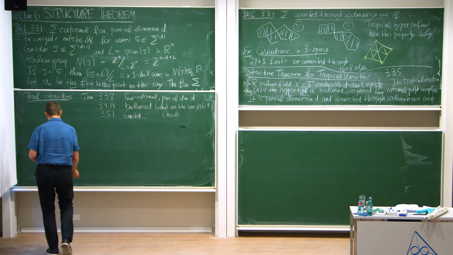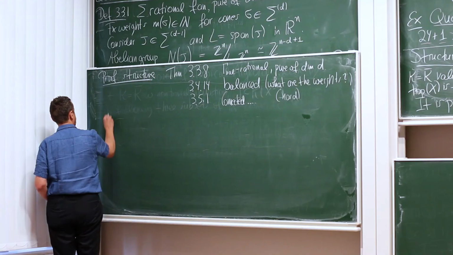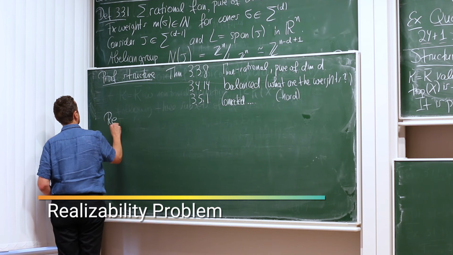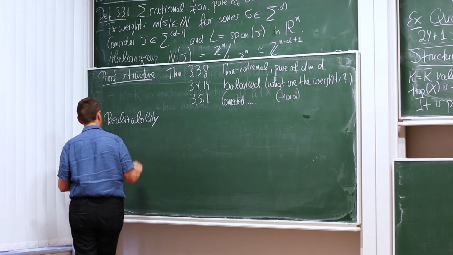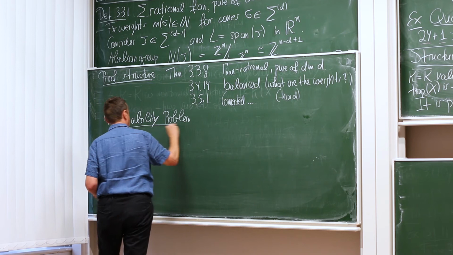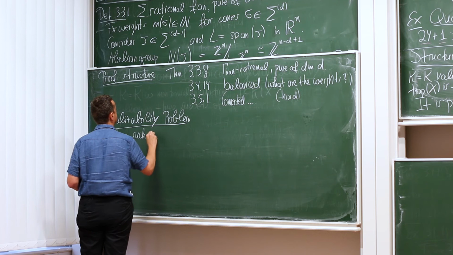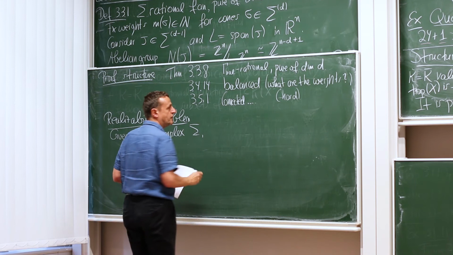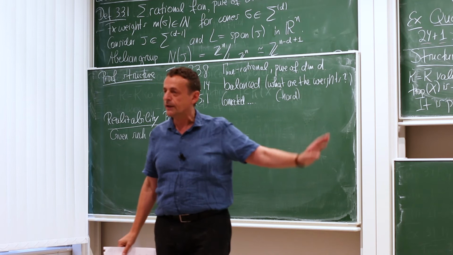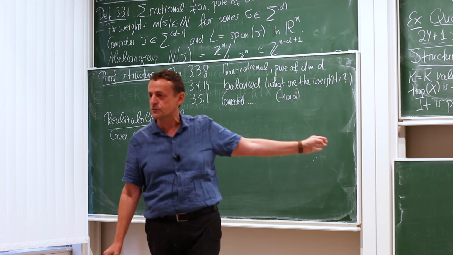Now, together with the structure theorem, there's a question about the converse. Let me call this the realizability problem. This raises a converse question. Given such a complex, suppose I give you a sigma that satisfies all of these conditions. I'm giving you a complex that's pure d-dimensional in R^n, with weights, and connected in codimension 1, that satisfies all the conclusions over here.